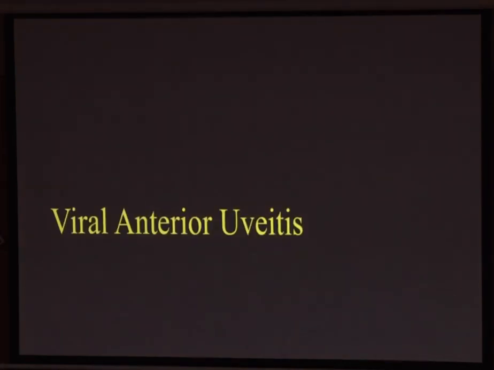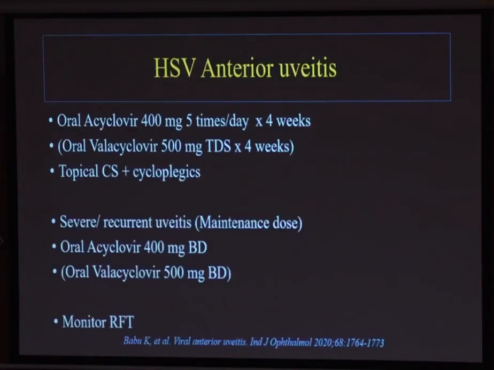Coming to the viral anterior uveitis, again where we see a lot of recurrent pattern of uveitis. When you have HSV anterior uveitis, of course I'm not going to go into the details of the conventional management because that's a separate topic altogether. But just to make a passing reference, we give oral acyclovir 400 milligrams 5 times a day for 4 weeks, that is for a month, or you can give oral valacyclovir along with the topical anti-inflammatory therapy and cycloplegic therapy.